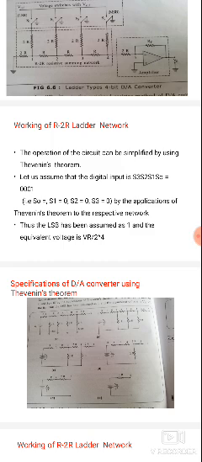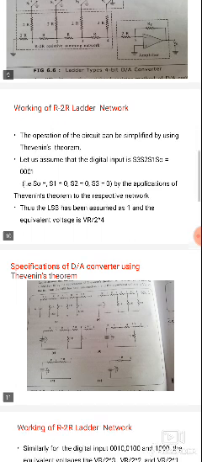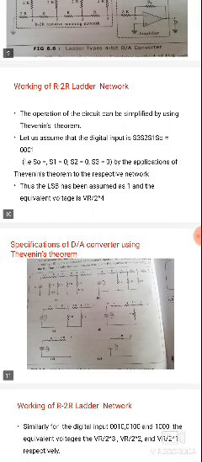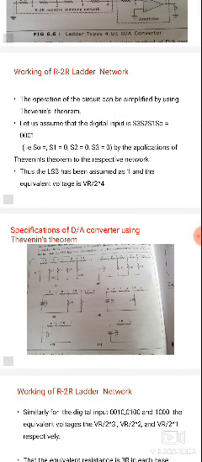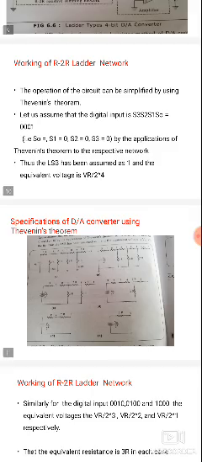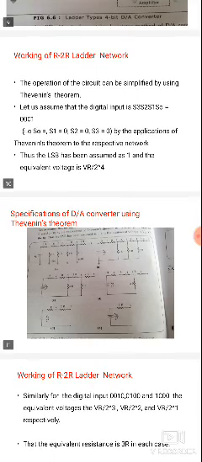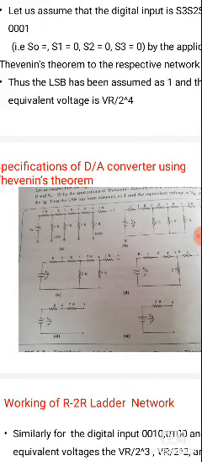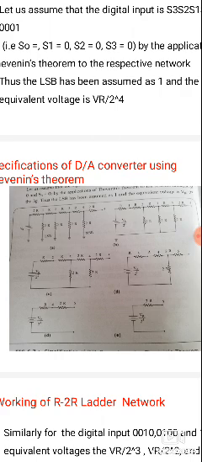So by the application of Thevenin's theorem, in the respective network the LSB bit is assumed 1 and the equivalent voltage is VR by 2 power 4. So, the specifications of the D2A converter using Thevenin's theorem. First we are specifying the binary 1, that is nothing but LSB is 1, and the remaining bits are 0. The Thevenin's equivalent voltage is nothing but VR by 2 power 4.